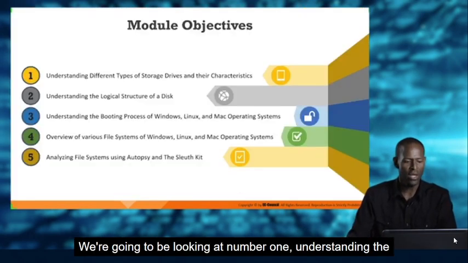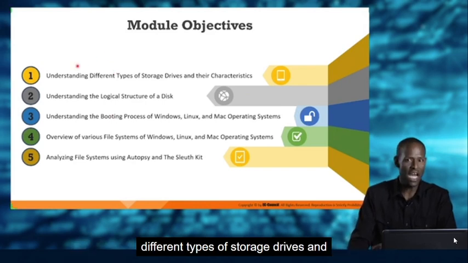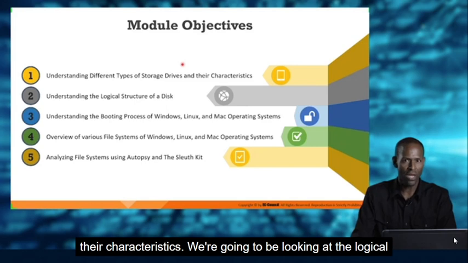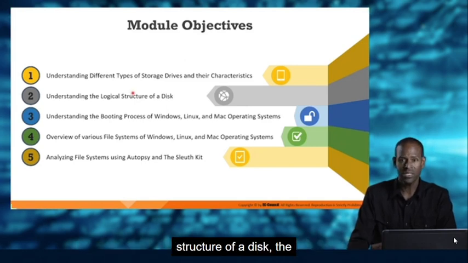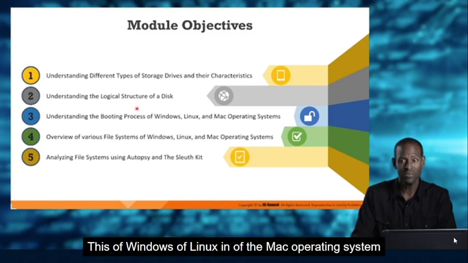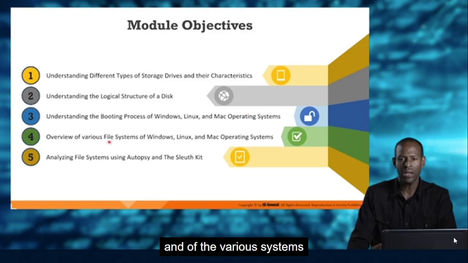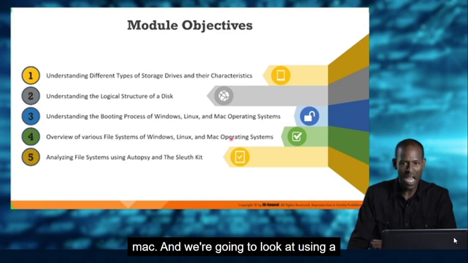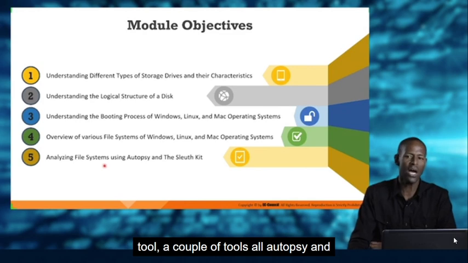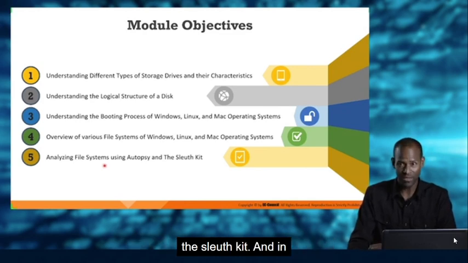We're going to be looking at, number one, understanding the different types of storage drives and their characteristics. We're going to be looking at the logical structure of a disk, the booting process of Windows, of Linux, and of the Mac operating system, and the various file systems of Windows, Linux, and Mac. And we're going to look at using a couple of tools, Autopsy and the Sleuth Kit.